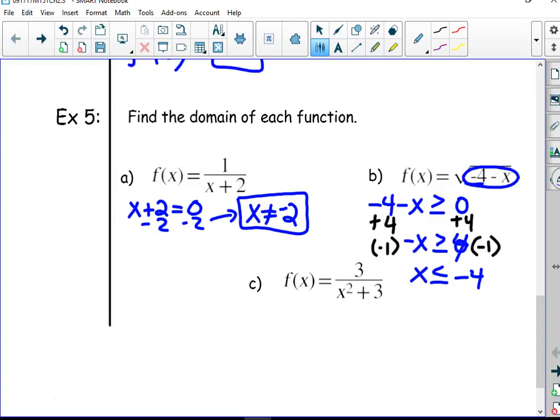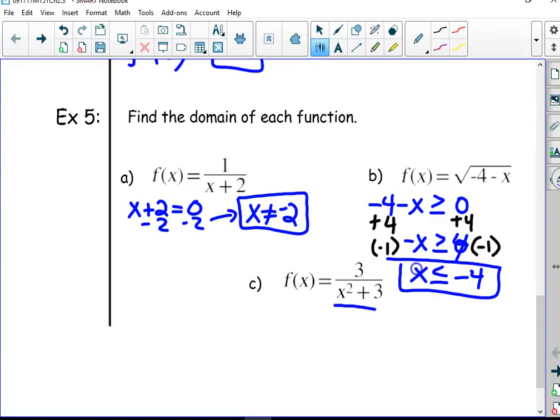If we plug a -5 into this square root, we will definitely get a positive under the square root. If we plug, say, a number that's greater than -4, let's say -3, we get -4 minus a -3, which gives us a negative under the square root. So you can see that this is our domain.